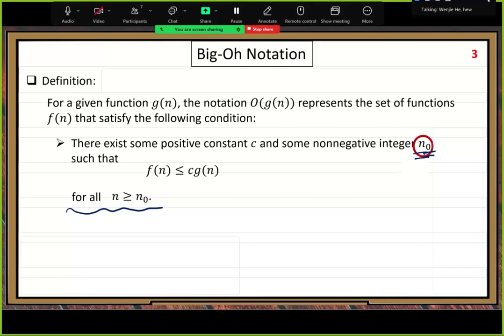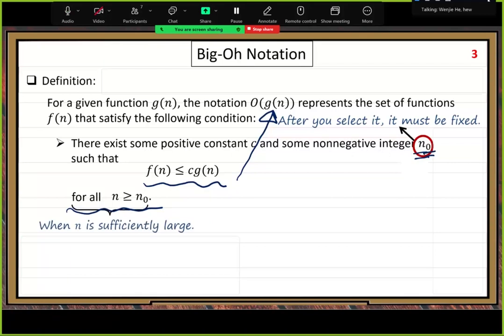Okay, all right. So this gives us the big O notation. So all such functions satisfy this inequality. We say they are in this big O of g of n set. It's a set of functions. We define this notation as a set of functions.